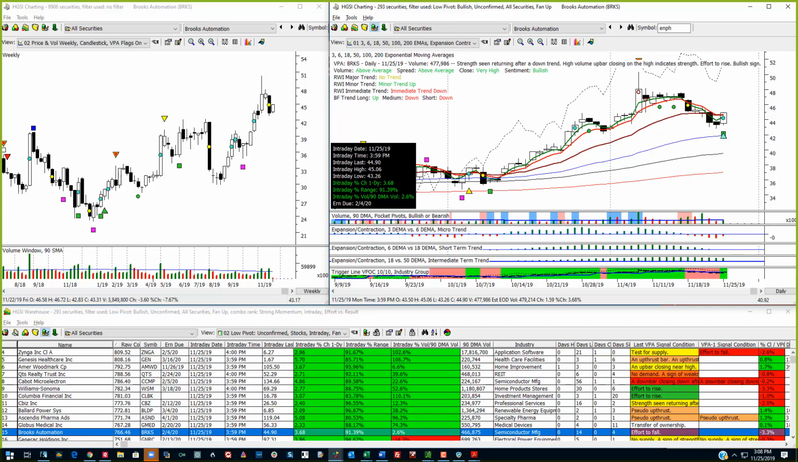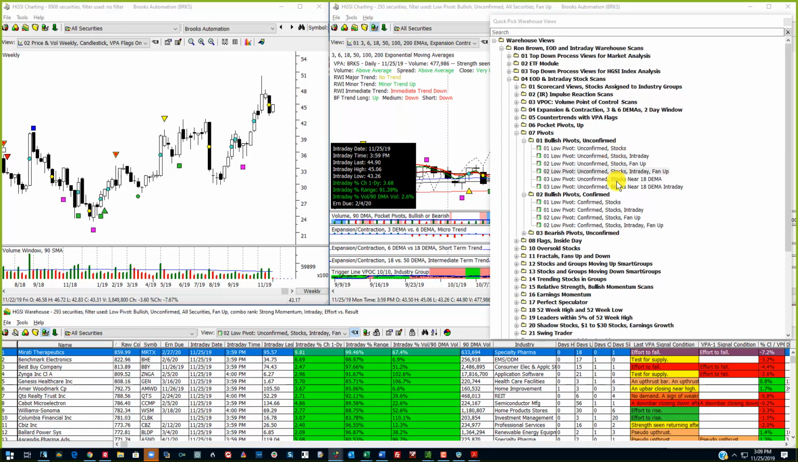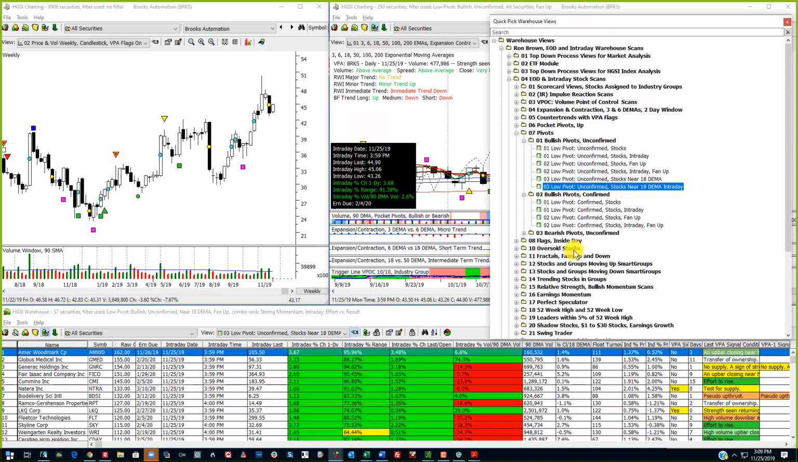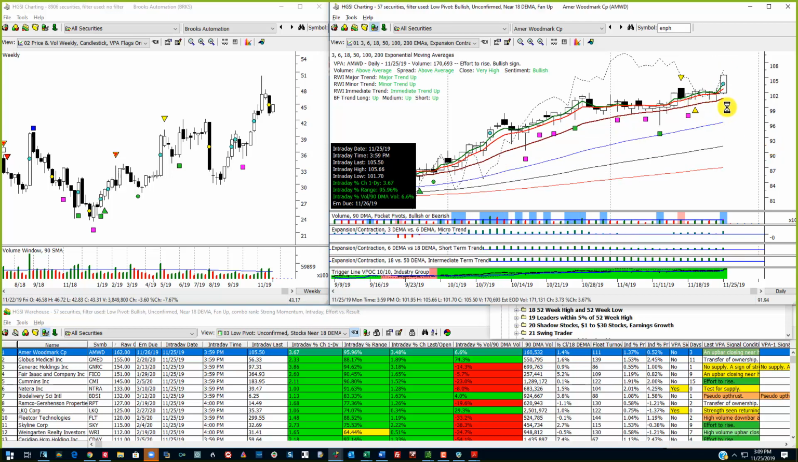Tom, you have to look at a lot of charts, and I've found several good examples. I'm just using the low pivot screen, unconfirmed. They have to be confirmed. Now here's one that Paul Reike likes. Paul's on here, and these are near the 18-day exponential moving average, or within 5% of it.